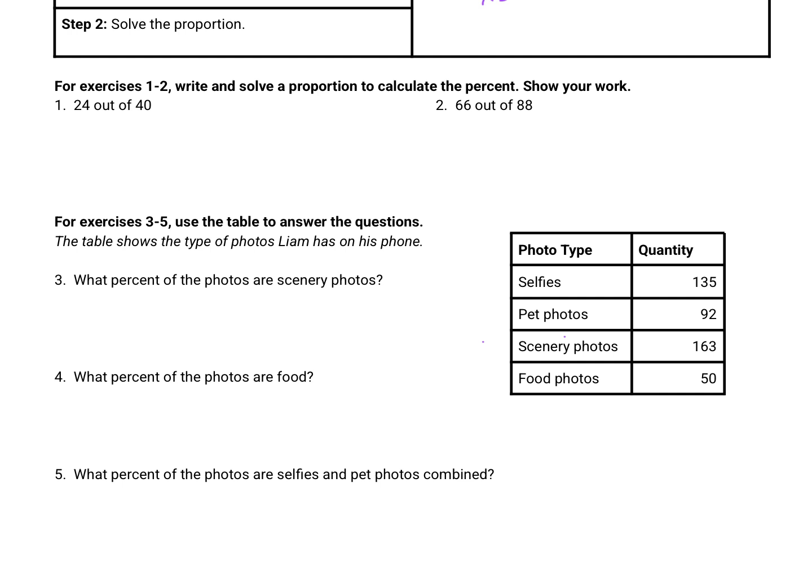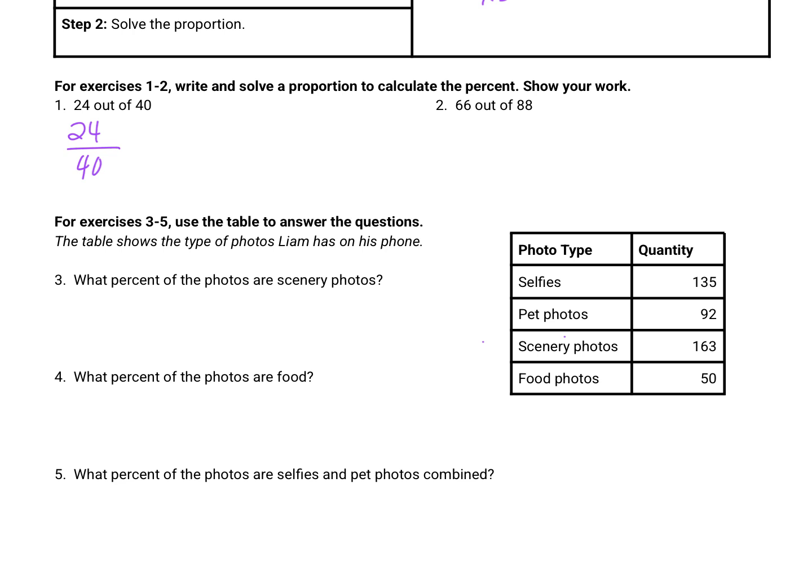All right, moving on to a couple more examples here. Again, for exercises 1 and 2, we're going to write and solve a proportion to calculate the percent, just like we did up above. So for number 1, we have 24 out of 40. So we're going to write our percent proportion. The first number, that 24, is going to go on top of our proportion, and then the 40 goes on the bottom.